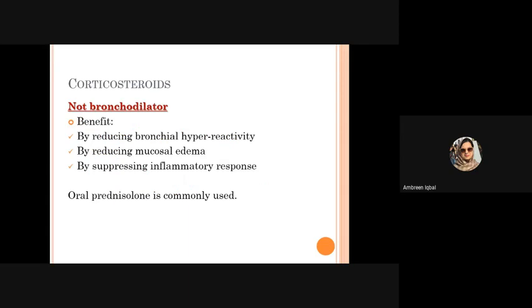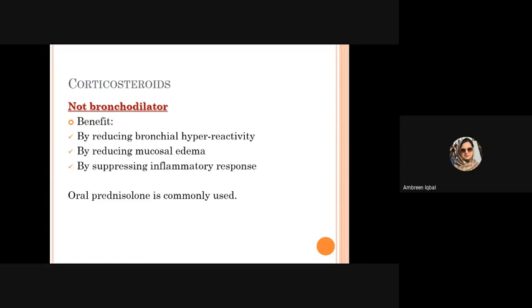The next class we have is corticosteroids. The main important thing about them is that they are not bronchodilators. They are not going to relax the muscles that are in bronchoconstriction. They just benefit us by reducing bronchial hyperactivity, reducing mucosal edema, and suppressing the inflammatory response. They are not going to cause bronchodilation. I am saying again and again, corticosteroids are not bronchodilators.